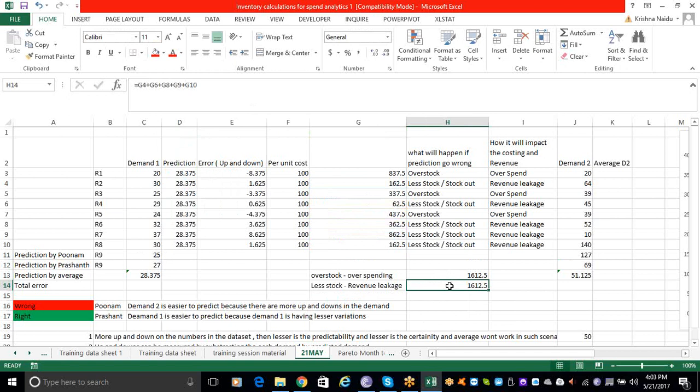So 1612.5. Okay. So what is the total loss? Total revenue loss, total impact, total financial impact, financial loss. I'll say this is this plus this. That's coming to around 3,225 rupees.